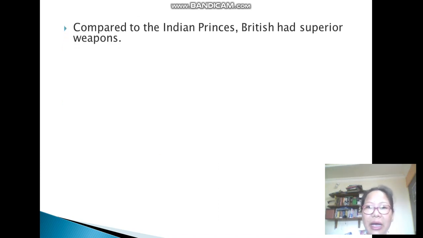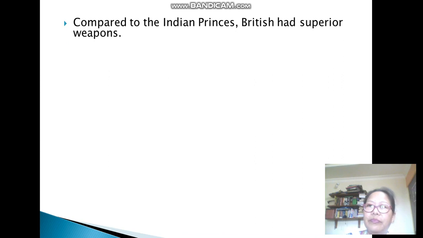Then we learn about how the Britishers were superior. They had superior arms and ammunition. Okay, that was the first thing. They had a very organized army. They had superior weapons, and diplomacy was one of their very clever weapons.